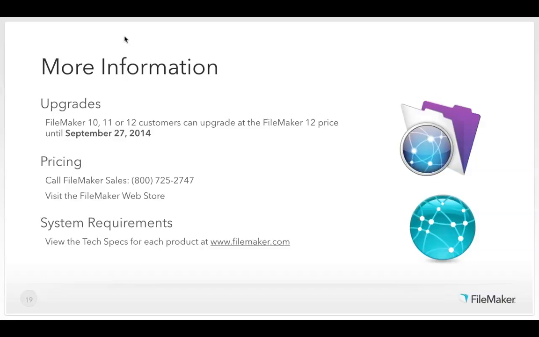There's other information you might like to know about, for example, upgrading. We're holding the line on prices, so that means that you can upgrade at the FileMaker 12 price until September of this year. After that, for some environments, for some versions of FileMaker, the upgrade price will go up. In some cases, upgrades will no longer be available in the case of licensing.